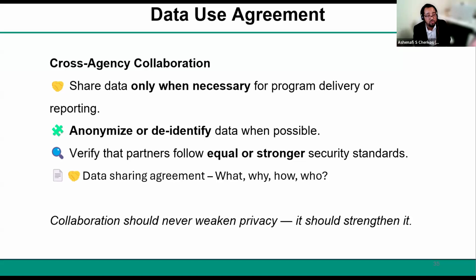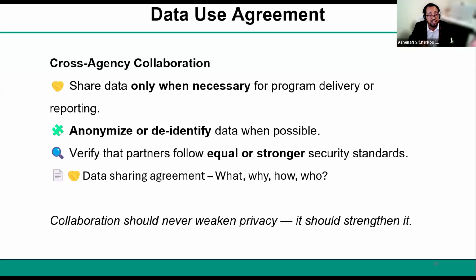So what do we mean when we say data sharing agreement? We mean we need to have a document that states how data will be used, who will use the data, who will access it, and how it must be reported. So when we work with others, we need to share minimum data, we need to anonymize it, we need to make sure that they have the same or a stronger level of security, and we need to have a data sharing agreement.